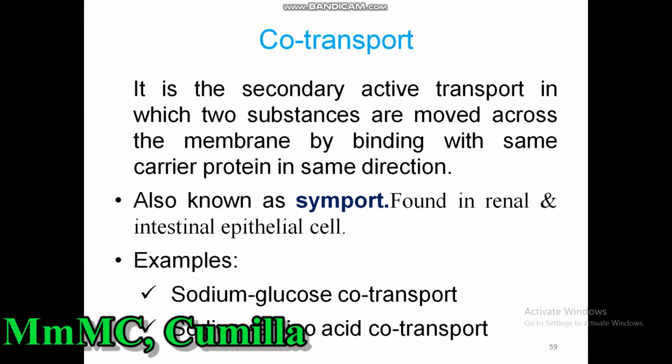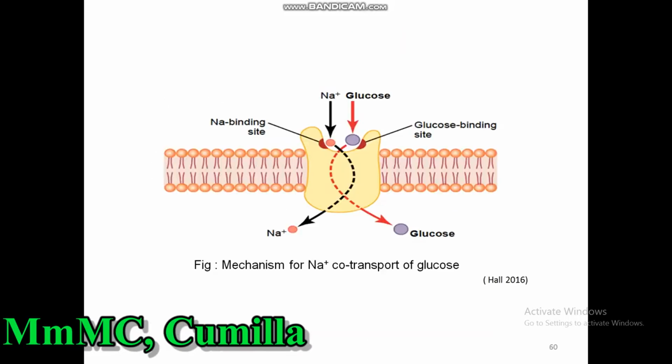Co-transport: in secondary active transport, two substances are moved across the cell membrane by binding with the same carrier protein in the same direction. It is also known as symport. Examples are sodium glucose co-transport and sodium amino acid co-transport.